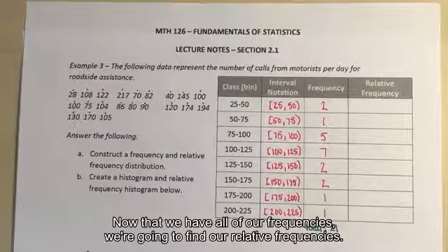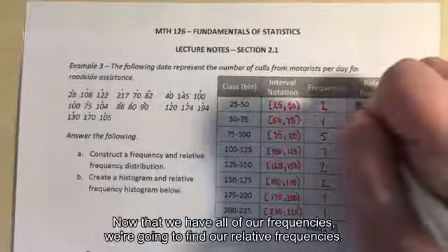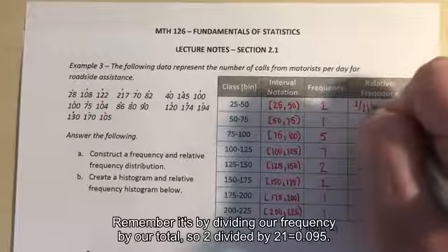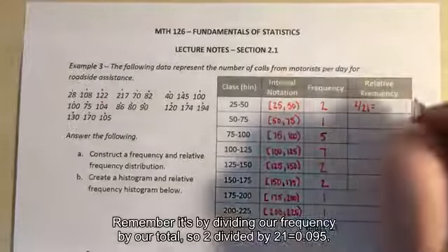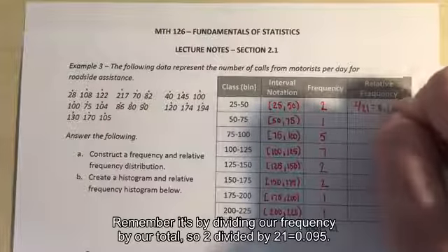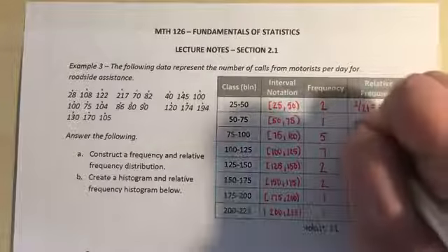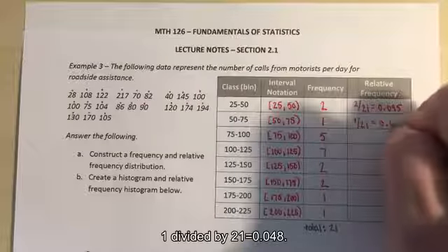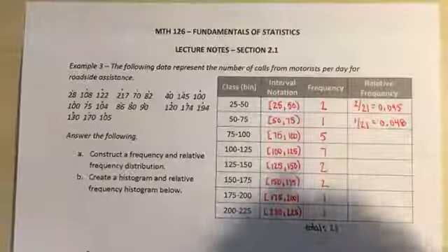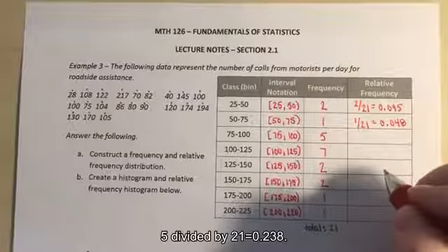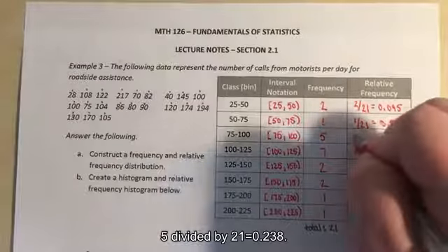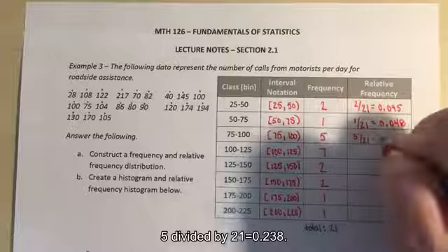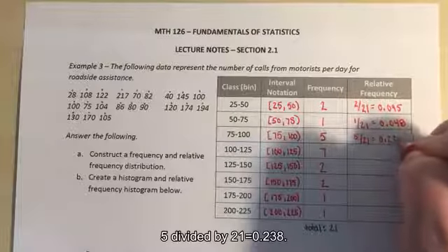Now that we have all of our frequencies, we're going to find our relative frequencies. Remember, it's by dividing our frequency by our total. So 2 divided by 21 is 0.095. 1 divided by 21 is 0.048. 5 divided by 21 is 0.238.